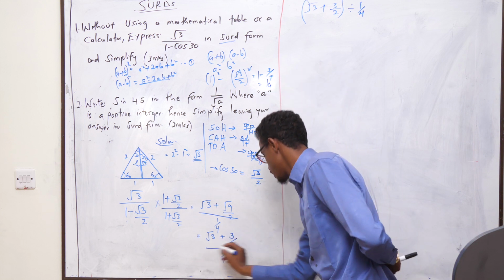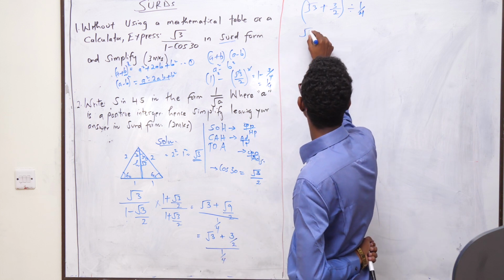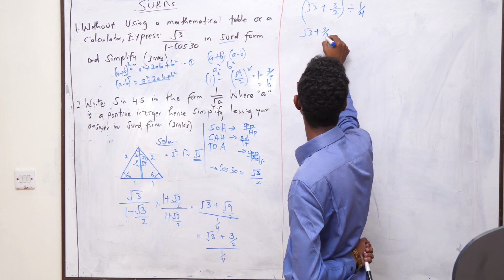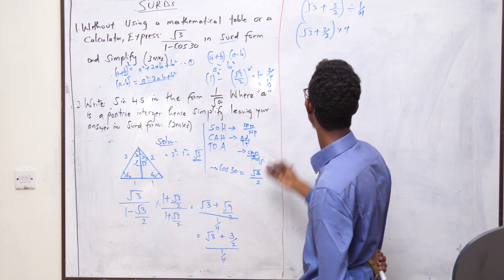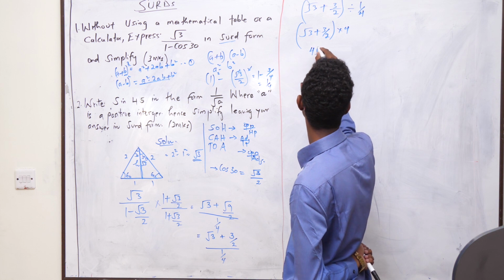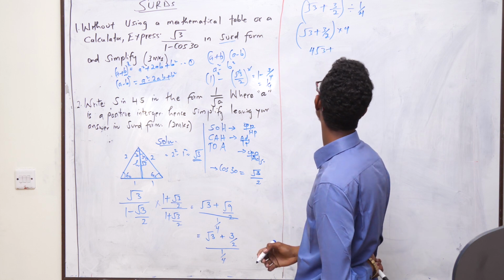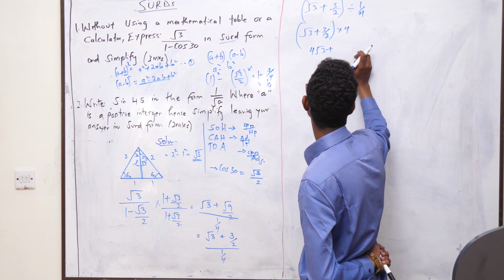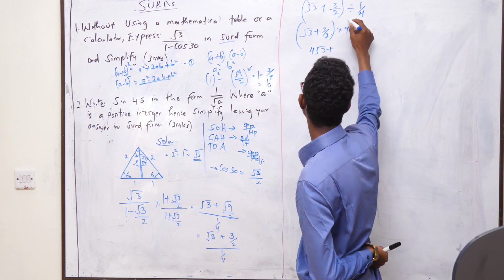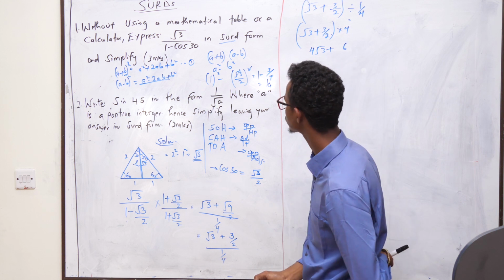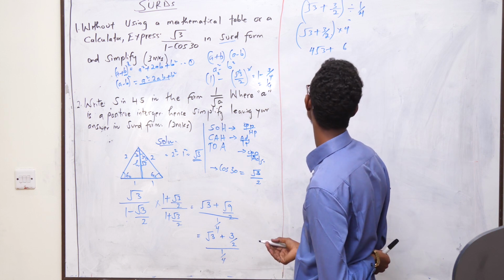Basically, that means that now it will be root 3 plus 3 over 2. We multiply by 4 to make the work easier. Now it will be 4 root 3 plus 3 over 2 times 4, which is 2 times 1 by 2, 2 times 3, it will be 6.